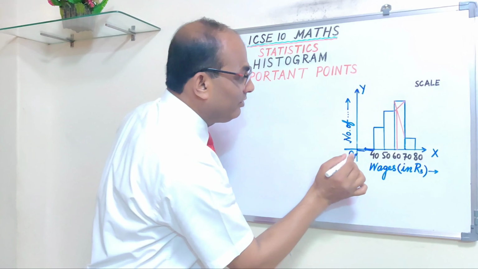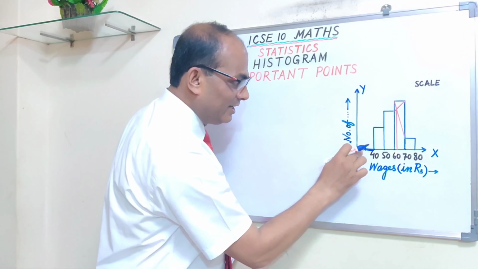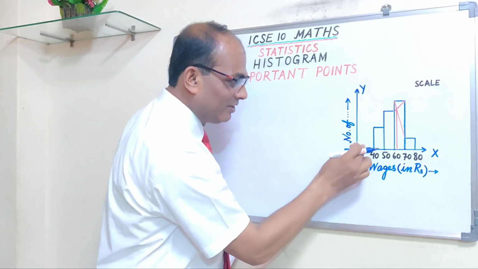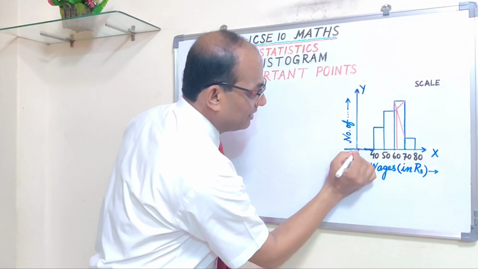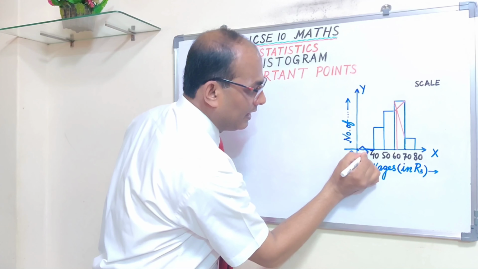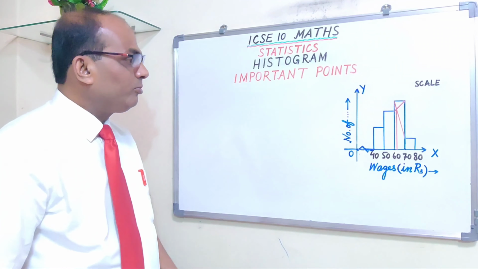So in that case, you have to draw a kink, because you are not starting from the origin. And that also very clearly and nicely you have to draw a kink like this here. A kink. Okay, so this was the 5th point.